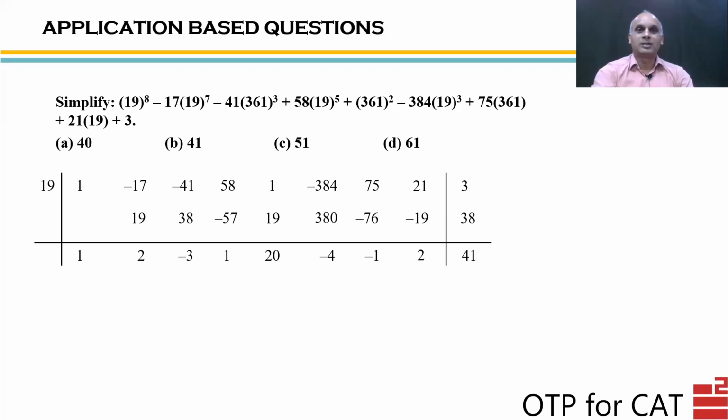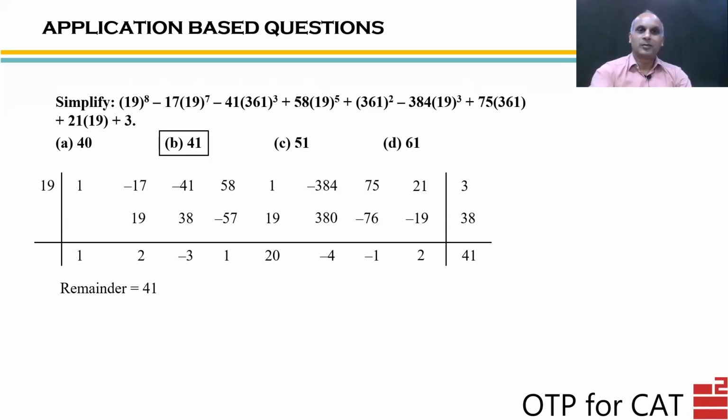And my question was this only, the expression is nothing but the remainder when the polynomial was divided by x minus 19. The remainder here we can see is 41, so my answer obviously is 41, that is option B. Okay, hope you like this.